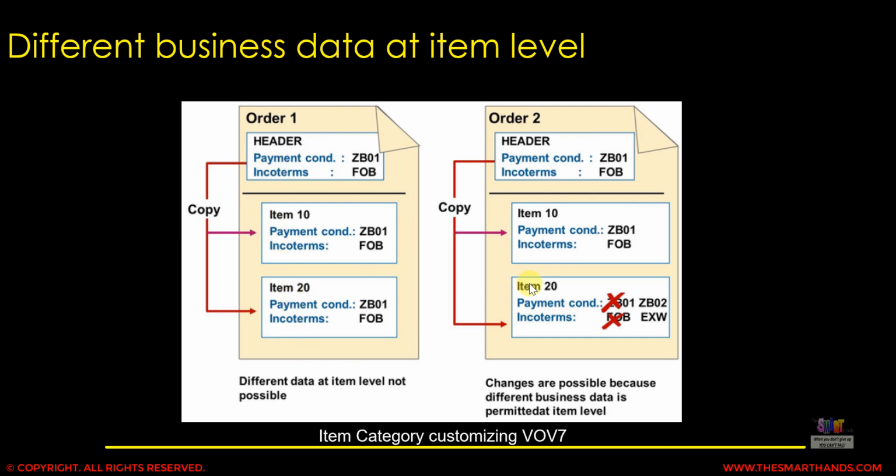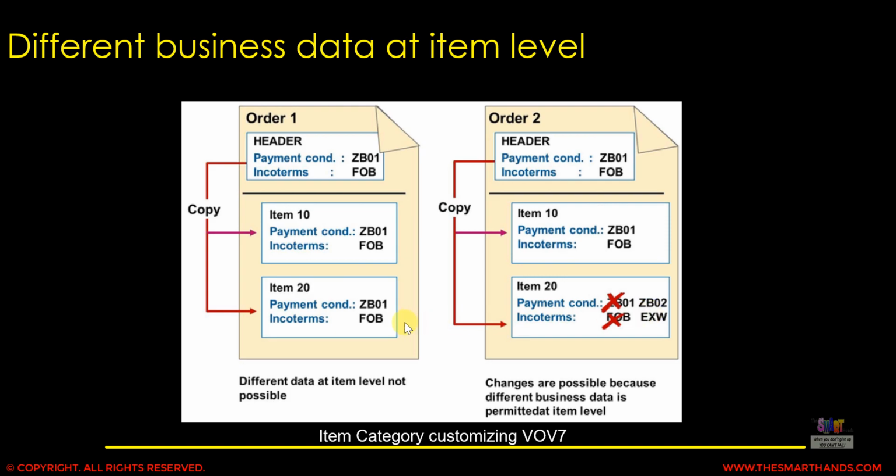But you can change it at the item level. But again, that depends on the setting, so depending on customizing whether it's allowed or not. For example, here the data copied from the header is payment condition ZB01 and Incoterms FOB. So for item 10 we are happy with the same data, but for item 20 we want to change it. Whether this change is possible or not is coming from the customizing of the item category.